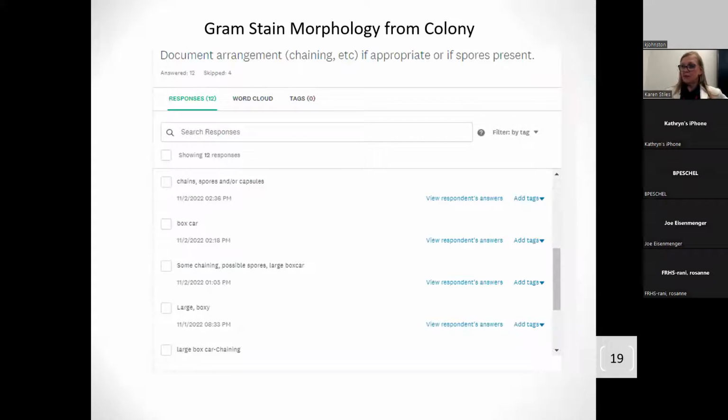Interestingly enough, a majority of you described it as being chained, even possibly capsules, boxcar shaped, large, boxy, possible spores. So this is very telltale. That Gram stain in itself can give you a lot of ideas.